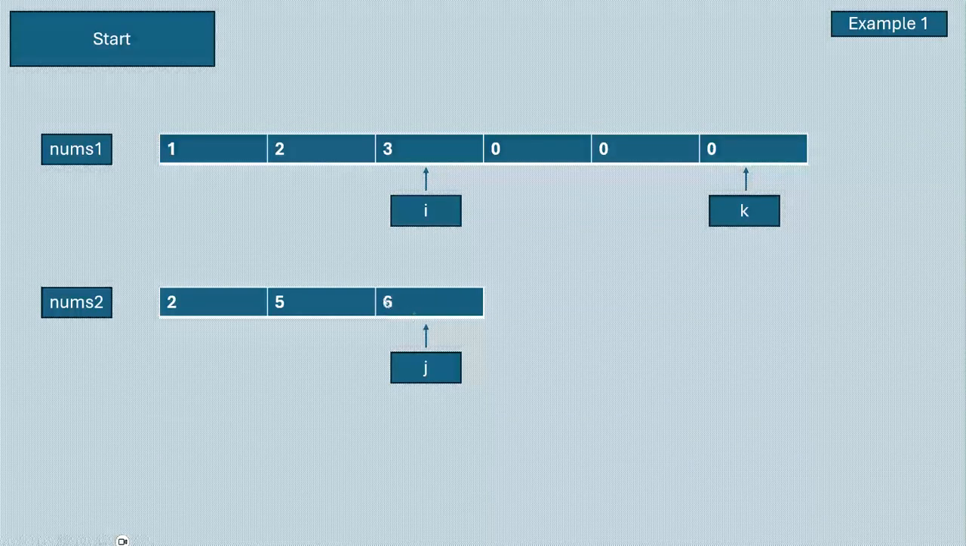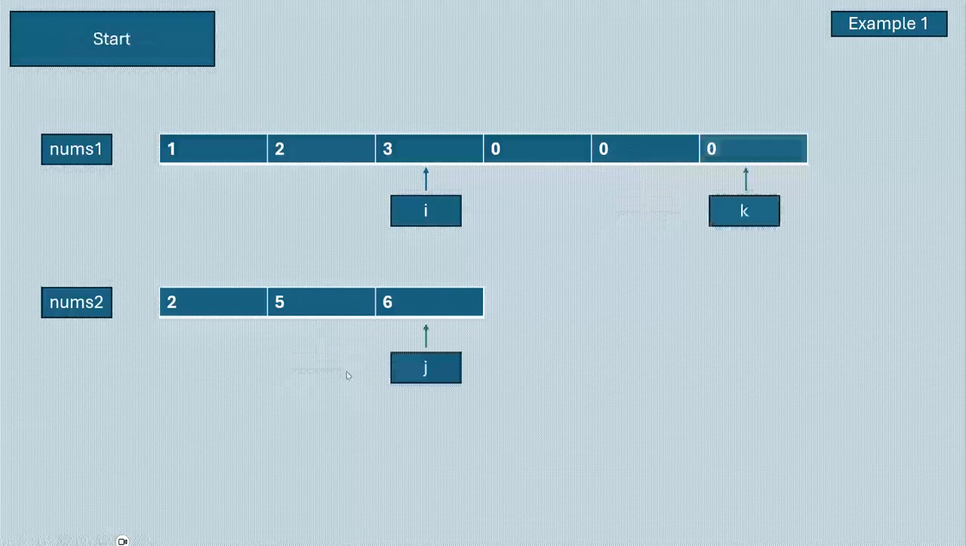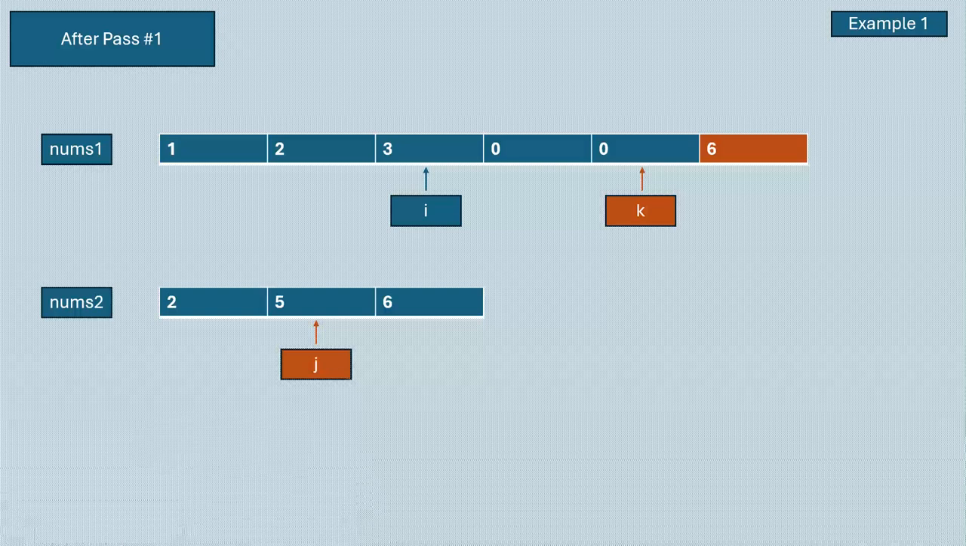We choose 6 because we're comparing 3 and 6. 6 is greater than 3, right? So we move it to the end. And then we decrement k, so we move k down to the next element to sort. And then we move j down as well. Let's continue the example.